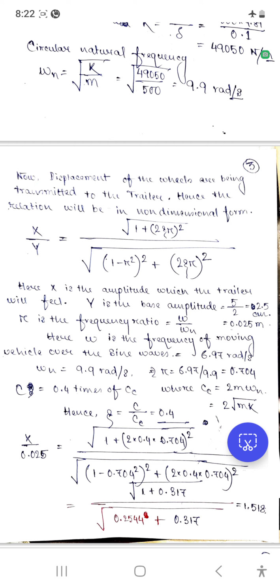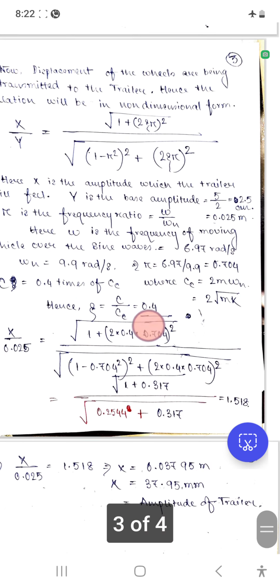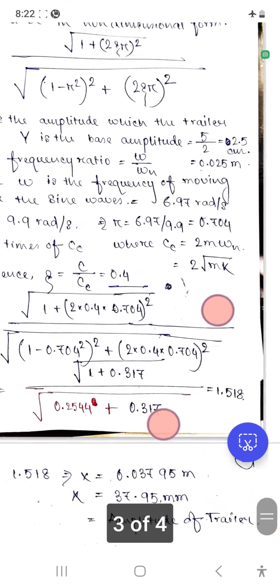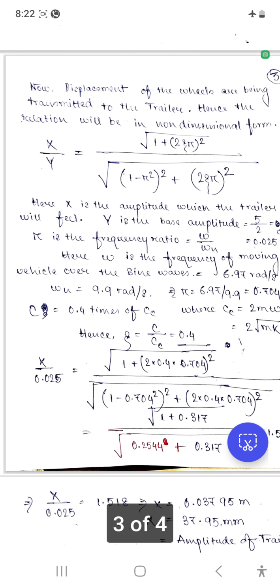C is C by Cc. I have mentioned at the beginning also, 0.4 times the Cc. हम दूसरी तरह से भी निकाल सकते थे C को, but we don't need that one. We are only bothered with the zeta, so it is 0.4. Okay. Now directly substituting this, square root of 1 plus (twice zeta into r) whole square, upon (1 minus r square) whole square plus (twice zeta r) whole square. So it is coming as 1.518, which is x by y, x by 0.25.